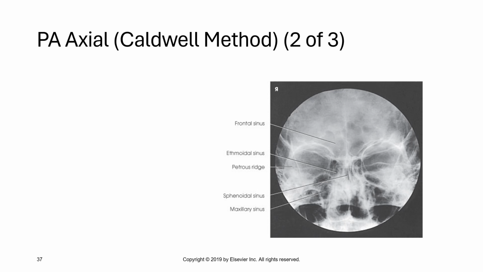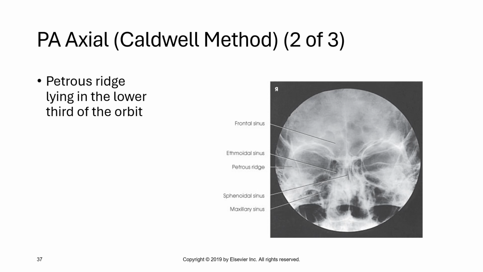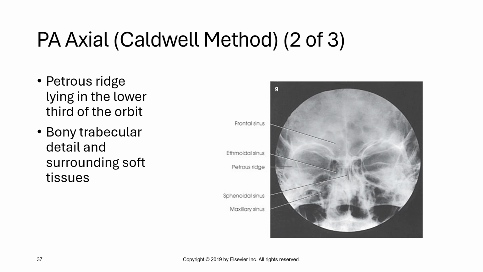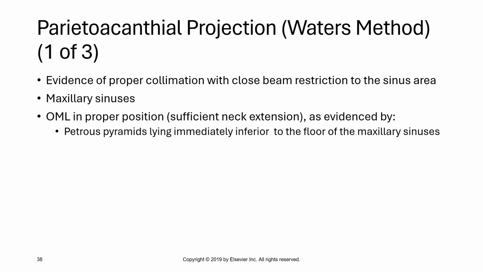You will see portions of the maxillary sinus, but most of the maxillary sinus will be superimposed by those petrous pyramids. The petrous ridge, being the most superior part, is going to be 1/3 of the way up the orbit if you have the tube angle or tipping of the head correct. Then you'll see petrous ridges in the lower third of the orbit for the Caldwell. Okay, lower third, bony trabeculae. You do want to see bony trabeculae surrounding soft tissue structures.